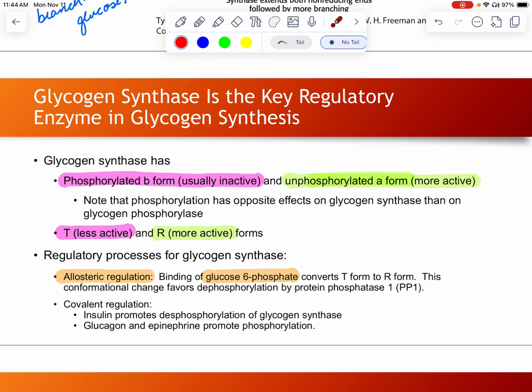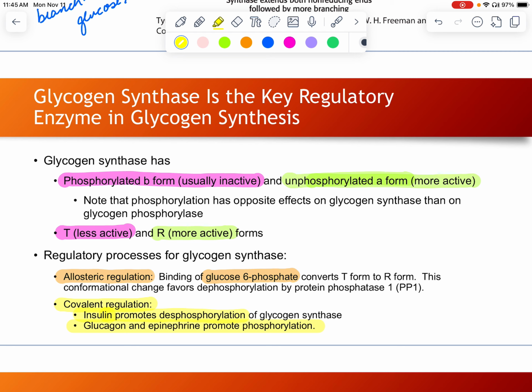Then covalent regulation is adding or taking off those phosphates. Insulin will promote dephosphorylation, so insulin will make it more active. Makes sense, right? If you have a lot of glucose, it'd be great to store some of it up as glycogen. We would like this synthase to be active. Glucagon and epinephrine, we've seen those before, right? Promote phosphorylation. Also makes sense. Think about it. Adrenaline, epinephrine.